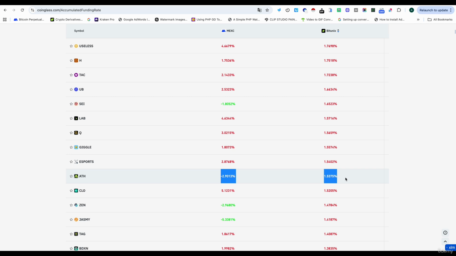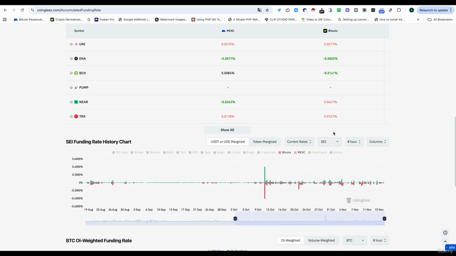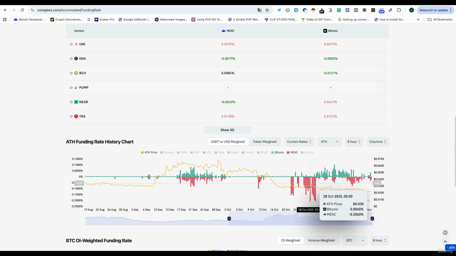To decide, we need to check their historical funding rate charts. This helps us understand the consistency of the pattern, not just the accumulated number. I recommend opening a new browser tab so you can compare quickly. When I check the history, I would personally choose ATH because Bitunix is consistently positive and MEXC is consistently negative over an extended period of time. Both sides remain strong over time, not suddenly high for one day and then flat the next. This is exactly what we want.